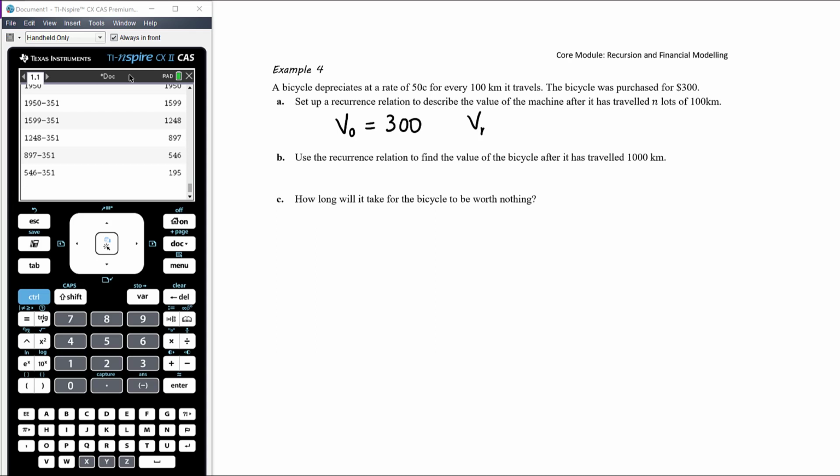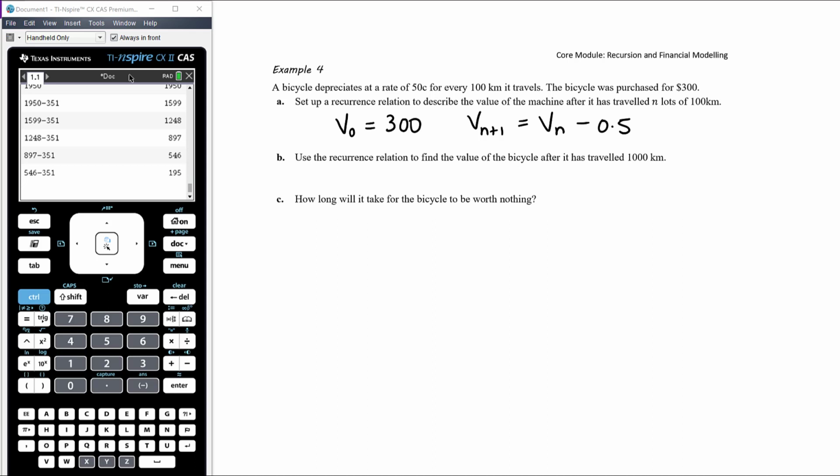The value of the bicycle after n plus 1 lots of 100 kilometres is equal to the value of the bicycle after n lots of 100 kilometres minus, now we subtract 50 cents each time, which is, we can't change the units, everything's in dollars, so we have to write this as $0.5. We're subtracting 50 cents every 100 kilometres.